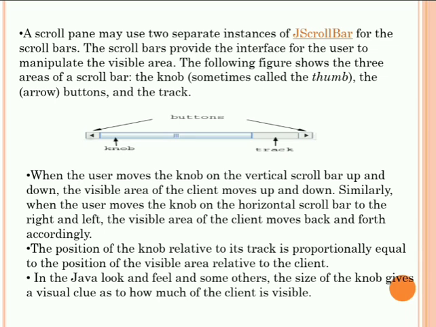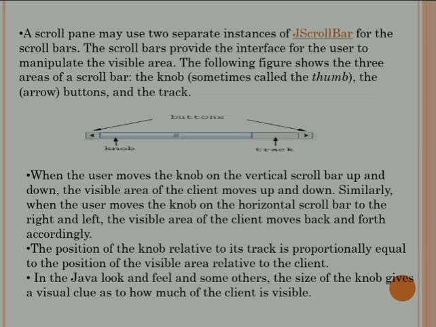When the user moves the knob on the vertical scroll bar up and down, the visible area of the client moves up and down, as we have seen before. Similarly, when the user moves the knob horizontally leftward or rightward, whichever direction he wants, the visible area of the client moves back or forth accordingly. He is moving according to the screen. The position of the knob relative to its track is proportional to the position of the visible area relative to the client. In the Java book and some others, the size of the knob gives a visual clue as to how much of the client is visible.